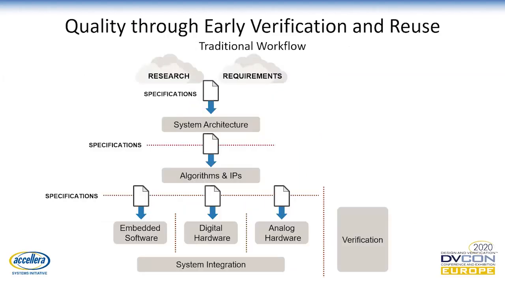This picture illustrates the traditional semiconductor design flow. Most of you are probably familiar with such a workflow. We start with some research and some market requirements. We define the system architecture, then the different IPs and algorithms. After that, we start with the implementation phase, which can be digital, analog, or software, and can be RF as well. That's basically when verification starts. After that, we have a system integration phase where we really put together all the digital, analog, and software, and we verify that everything works together.